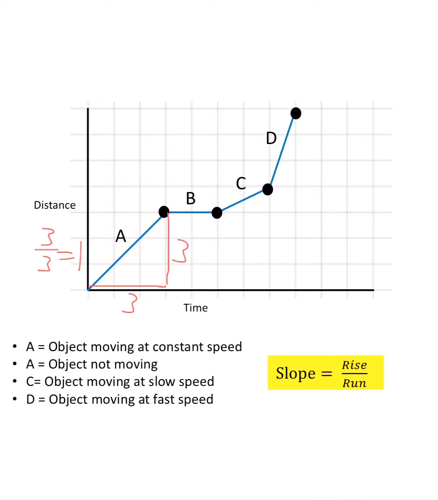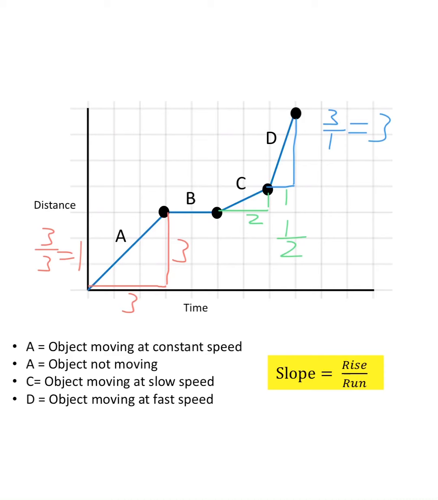For C then, let's join the dots. So we go across 2 boxes, up 1 box. So rise over run. So rise is going up, run is across. So that has a slope of 1 over 2. Finally then, for D, we go across 1, up 3. So rise over run, that would be 3 over 1, which is 3.